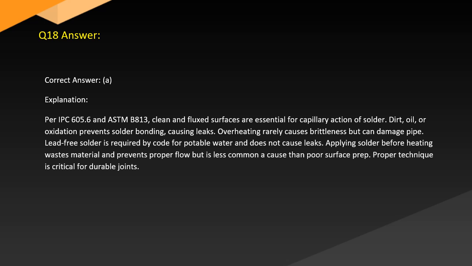Per IPC 605.6 and ASTM B828, clean and fluxed surfaces are essential for capillary action of solder. Dirt, oil, or oxidation prevents solder bonding, causing leaks. Overheating rarely causes brittleness but can damage pipe. Lead-free solder is required by code for potable water and does not cause leaks. Applying solder before heating wastes material and prevents proper flow but is a less common cause than poor surface prep. Proper technique is critical for durable joints.